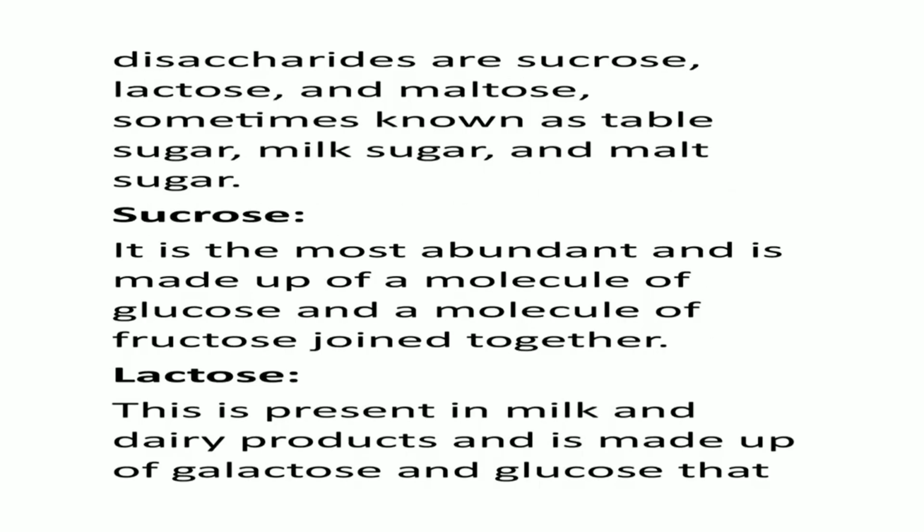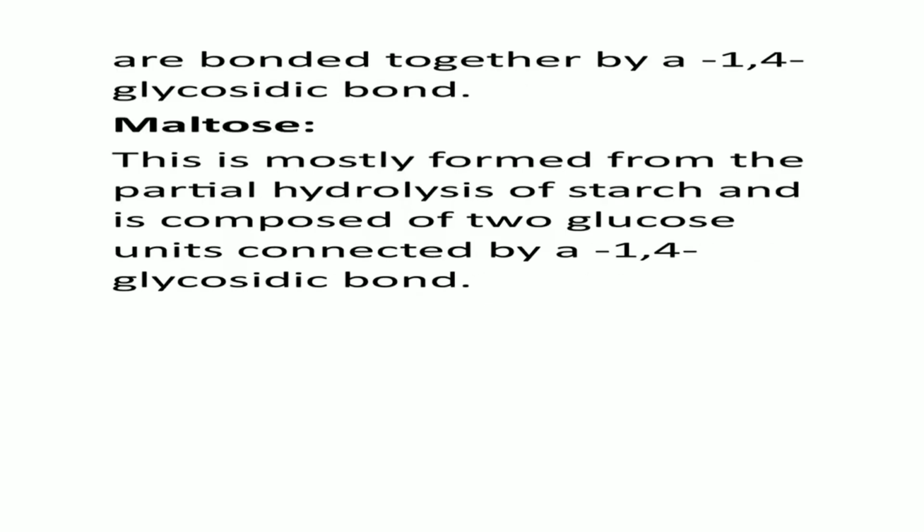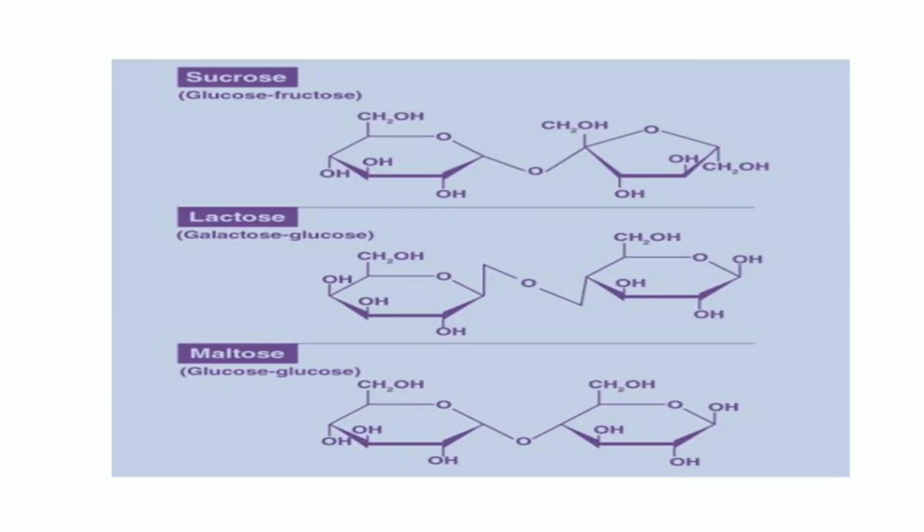The most common disaccharides are sucrose, lactose, and maltose, sometimes known as table sugar, milk sugar, and malt sugar. Sucrose is the most abundant and is made up of a molecule of glucose and a molecule of fructose joined together. Lactose is present in milk and dairy products and is made up of galactose and glucose bonded together by a beta-1,4 glycosidic bond. Maltose is mostly formed from the partial hydrolysis of starch and is composed of 2 glucose units connected by an alpha-1,4 glycosidic bond.